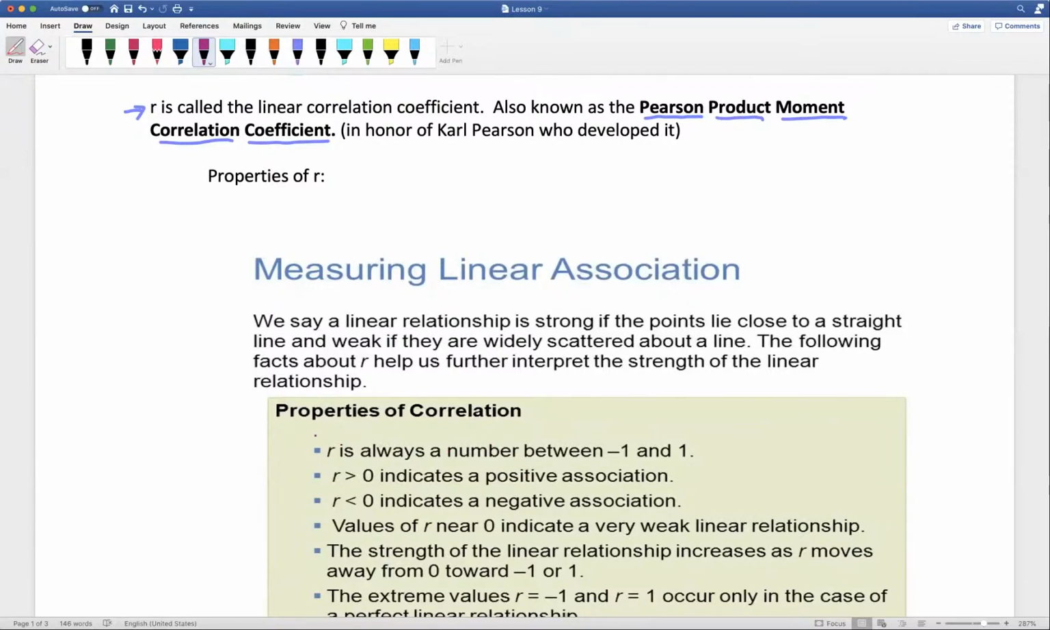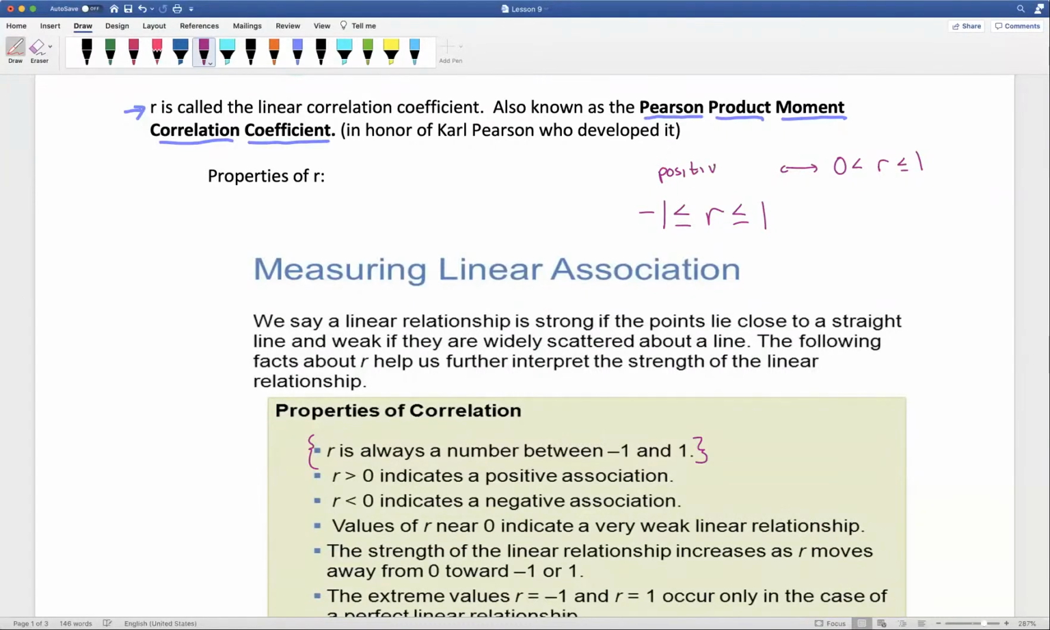So one thing we need to know: R is always a number between -1 and 1. R greater than 0 means there's a positive association. So all of those values for R that are greater than 0 but less than or equal to 1 mean that there's a positive correlation. We're going to talk more about that in a second.